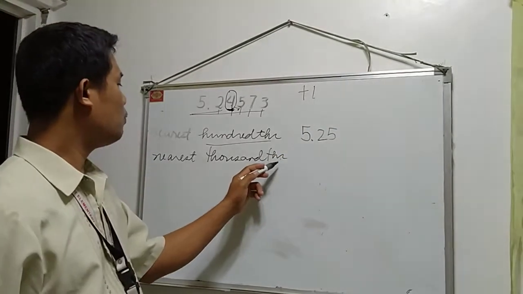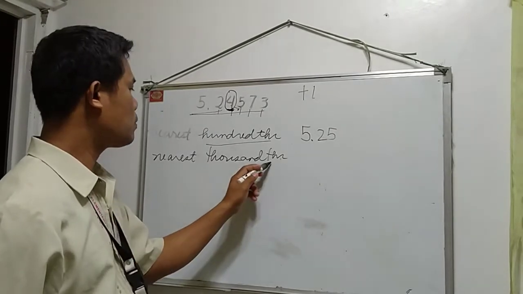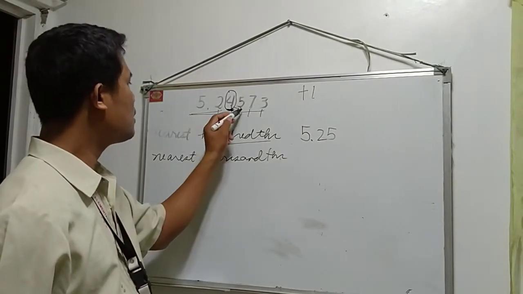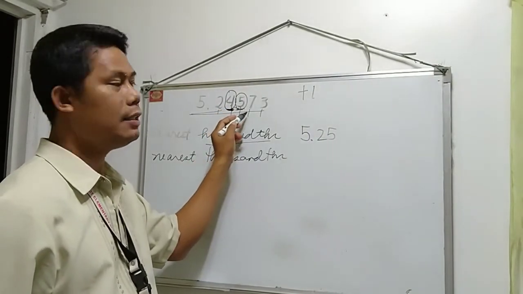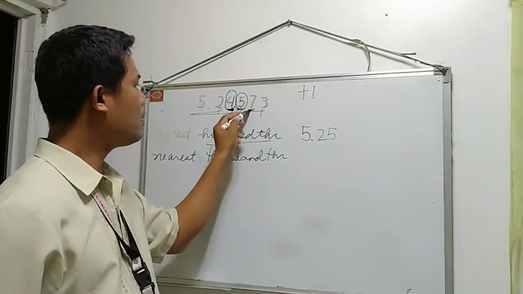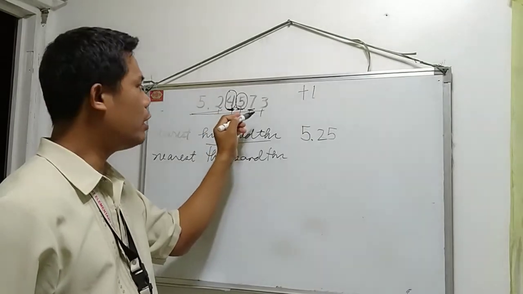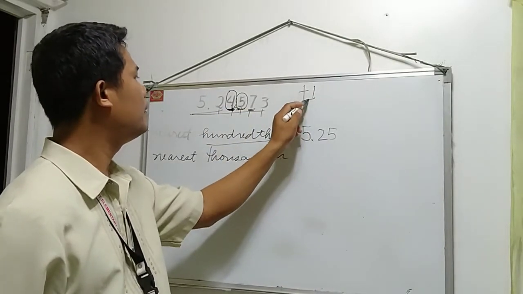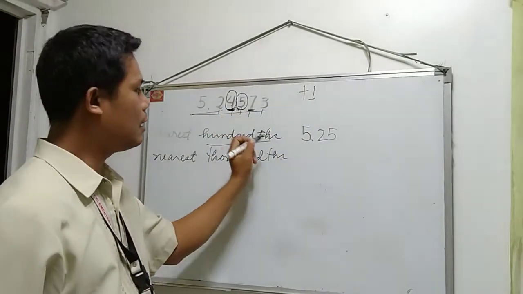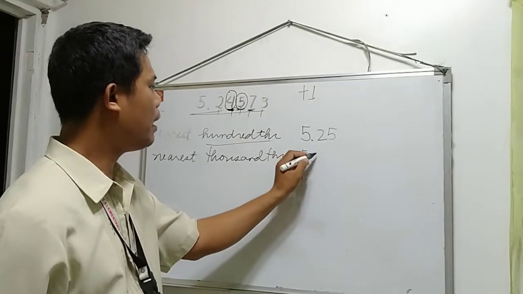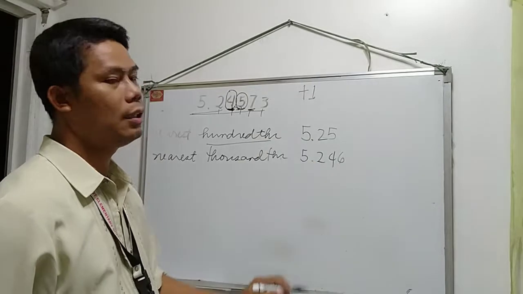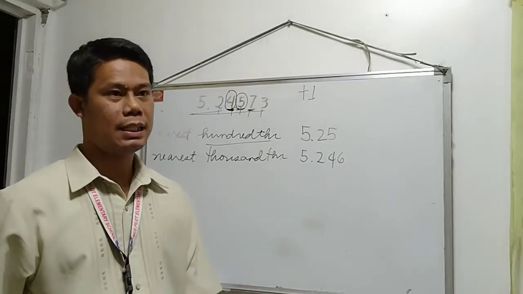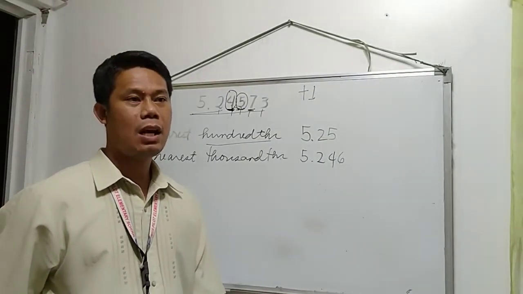Now, the second one is round to the nearest thousands. Our thousands digit is 5. Then, look at the number at the right side, 7. So again, 7. So we're going to add 1 to 5, so it becomes 6. So therefore, we have 5.24, then 6, 246 thousandths. That is how to round up.